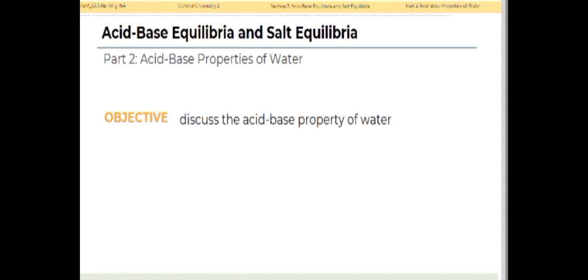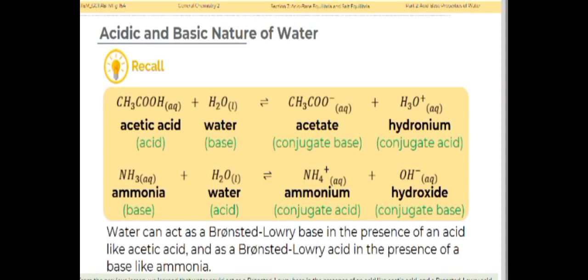In this lesson, we will discuss the acid-base property of water. From the previous lesson, we learned that water could act as a Bronsted-Lowry base in the presence of an acid like acetic acid, and a Bronsted-Lowry acid in the presence of a base like ammonia. Thus, water exhibits properties of both acids and bases. It is capable of accepting and donating a proton.